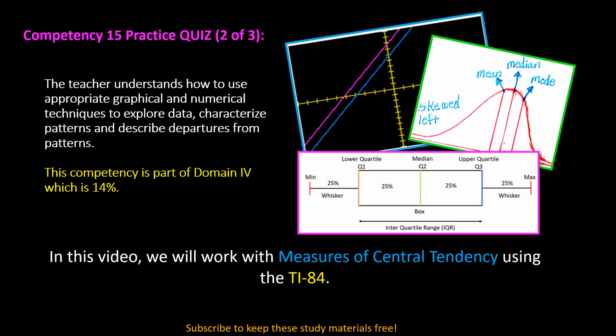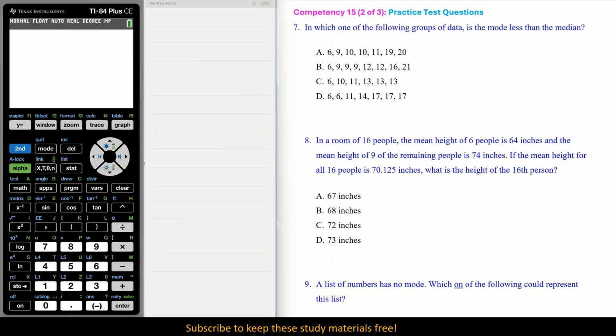Welcome to part 2 of Competency 15 Practice Quiz. In this video, we're still working with measures of central tendency. Number 7, in which one of the following groups of data is the mode less than the median?